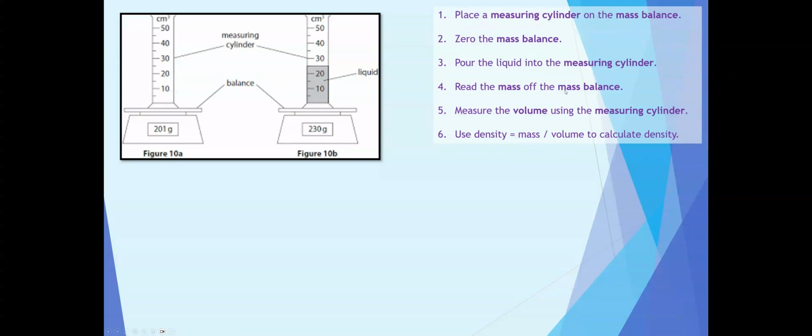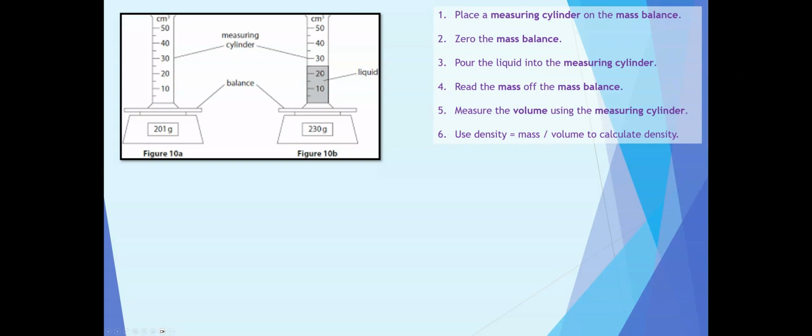So read the mass off the mass balance, measure the volume using the measuring cylinder, and use density equals mass divided by volume. Now, from this equipment, you can work out the density. There's a good chance they might do this. So you know they haven't zeroed the mass balance here. So you know it's 201 to 230. So you know the mass has changed by 29 grams.